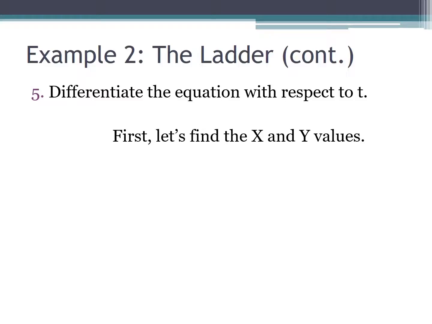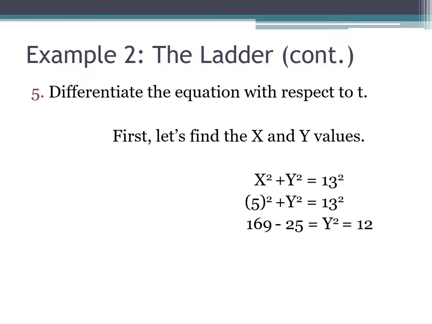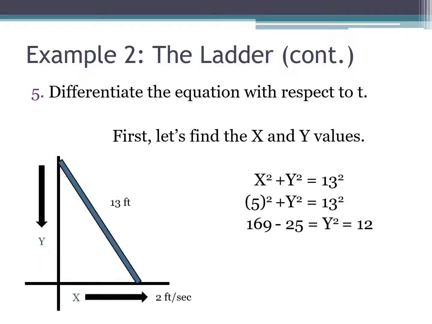First, let's find the x and y values. Since we know from the Pythagorean theorem that our x squared plus our y squared will equal 13 squared, and we know that we're looking at our ladder when it is 5 feet away from the wall, we can use these values to determine our y value, which would be 12. Here we can see our picture with our new representations.